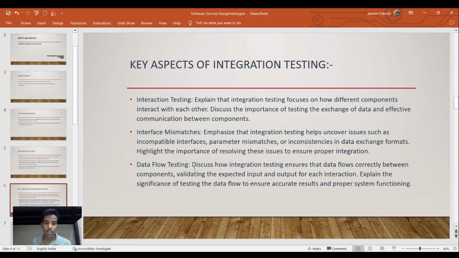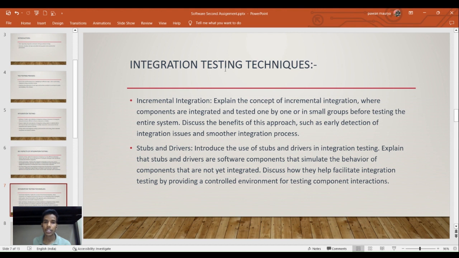Data flow testing: discuss how integration testing ensures that data flows correctly between components, validating the expected input and output for each interaction. Explain the significance of testing the data flow to ensure accurate results and proper system functioning.